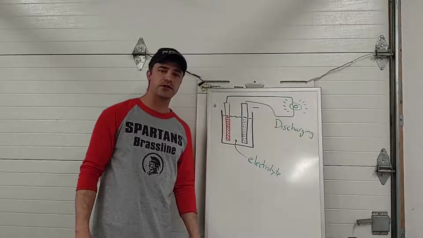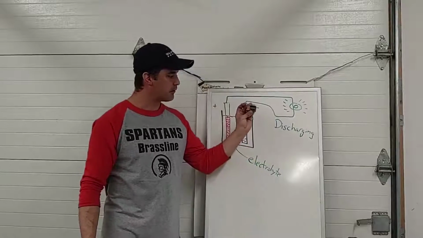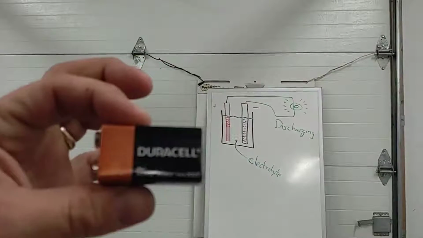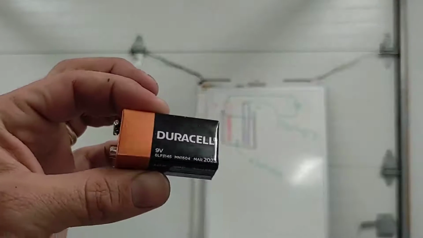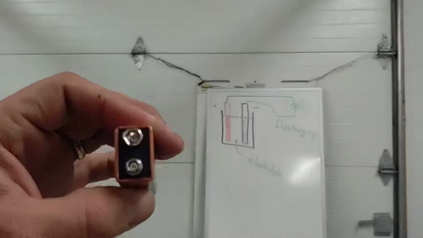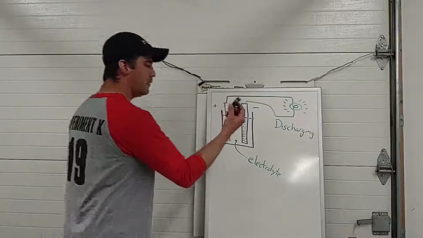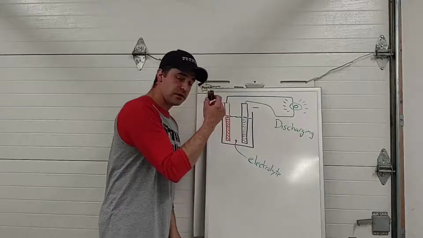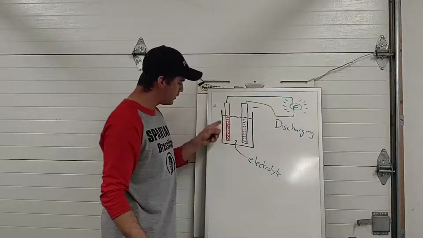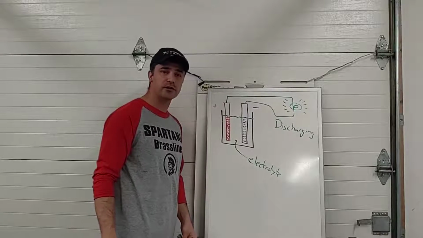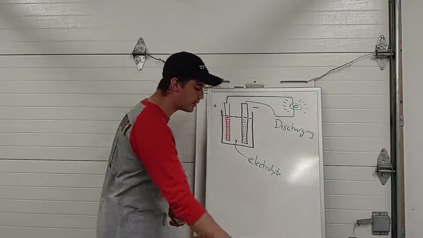Now, not all batteries are rechargeable. So here's a little battery here that you might be familiar with. Very common in household applications. Here's our 9-volt battery. Common in smoke detectors, guitar pedals, things like that. This can't be recharged. Its chemistry doesn't allow for it. But in a flooded cell, the chemistry does allow for it. And you're recharging that battery continuously as you drive the car. That's being done by the alternator.